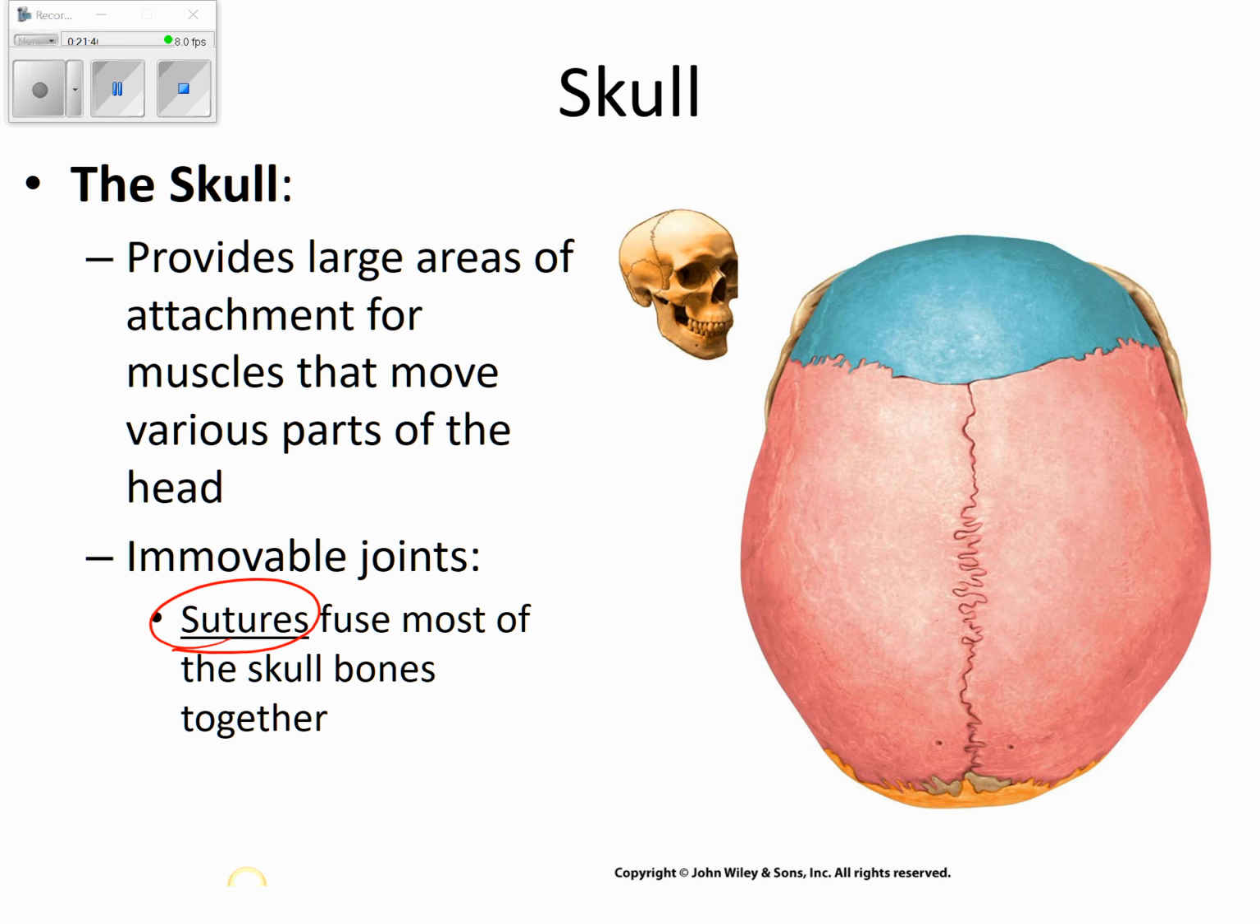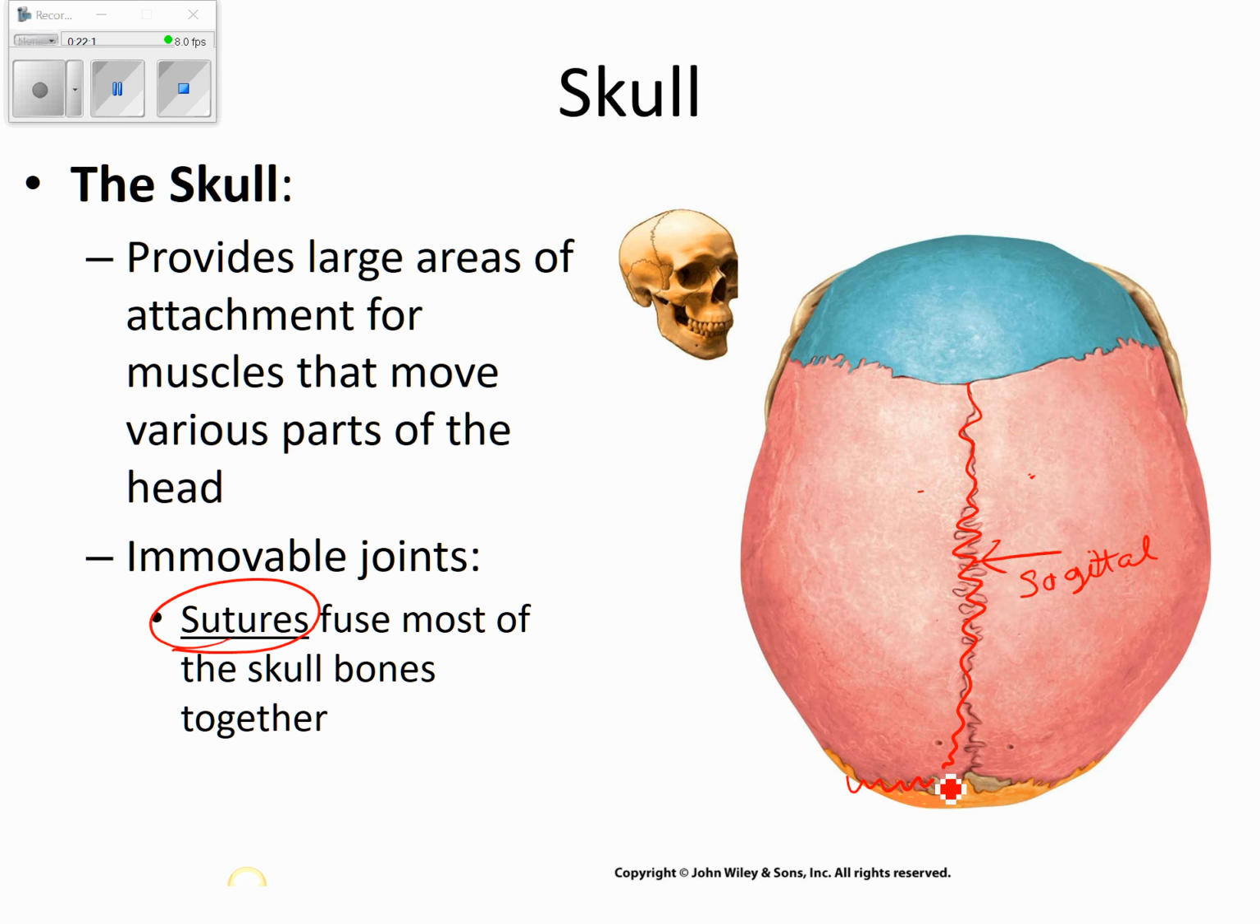So these sutures you need to know, and it shows you one here. This one right here is called the sagittal suture. A lot of times it'll tell you it's a landmark because it separates the two parietal bones.